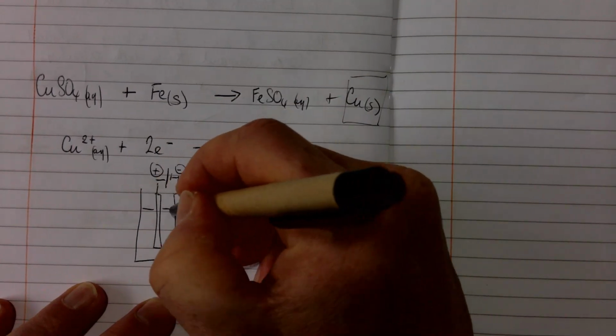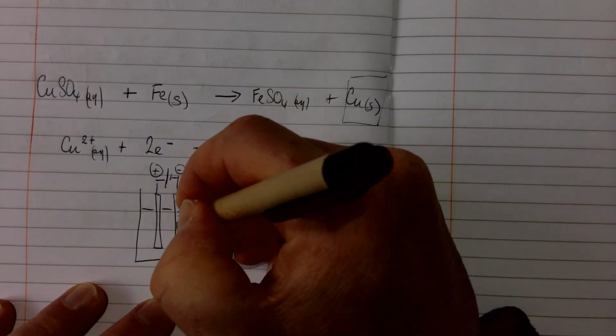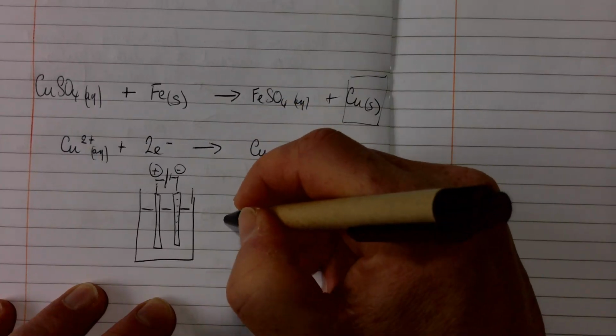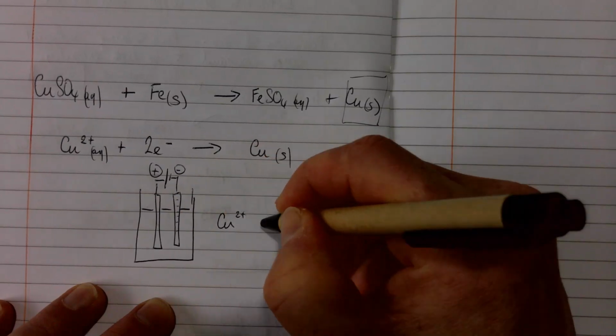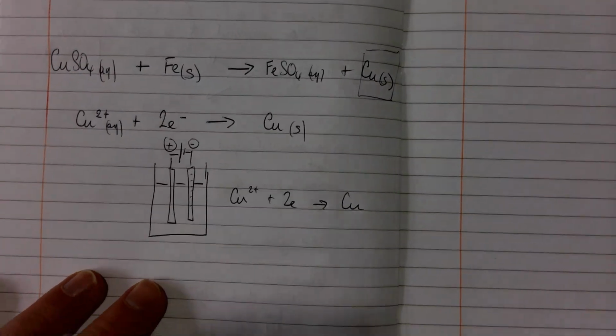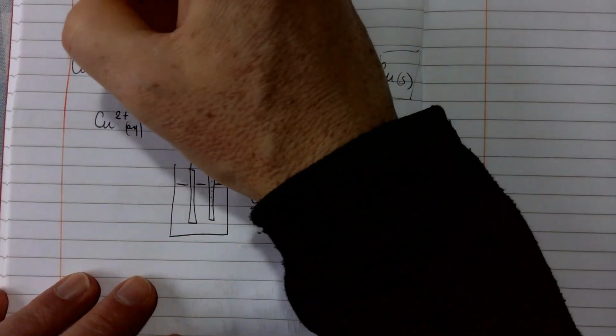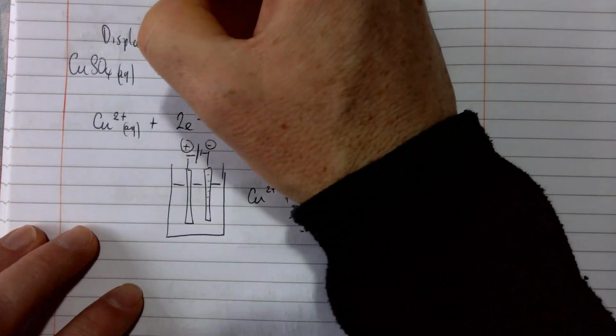Copper ions will travel to the negative electrode, which is of course negative because it's full of electrons, or electrons being pushed towards it, and a reduction takes place. So copper ions travel to the electrode and turn into copper metal. Right, so they're the two methods. One is displacement, and the other is electrolysis.